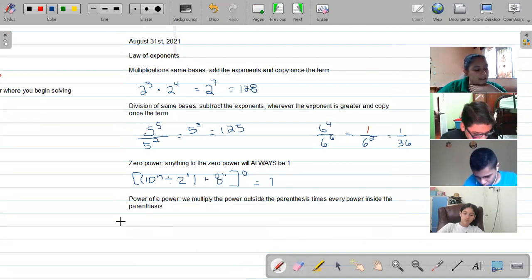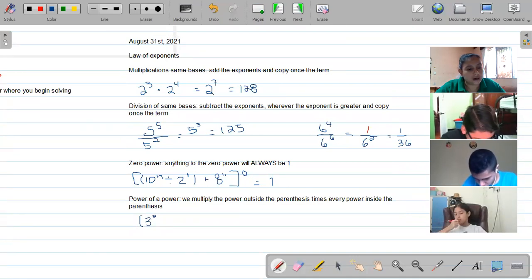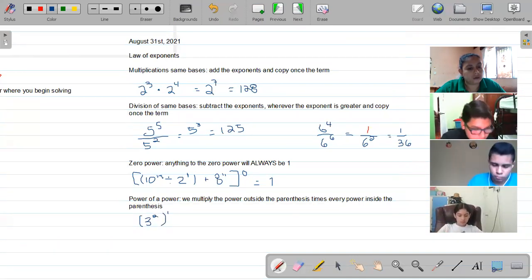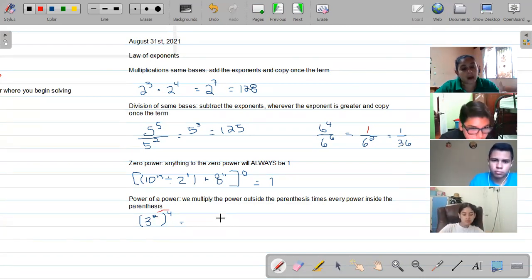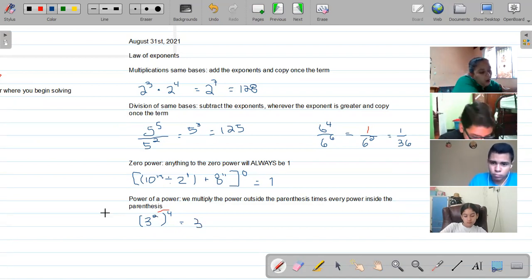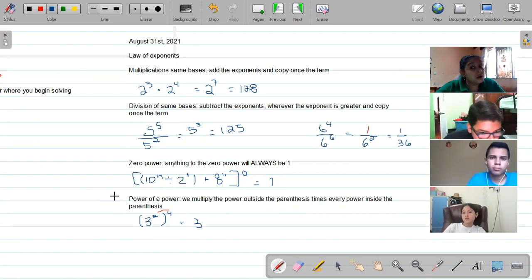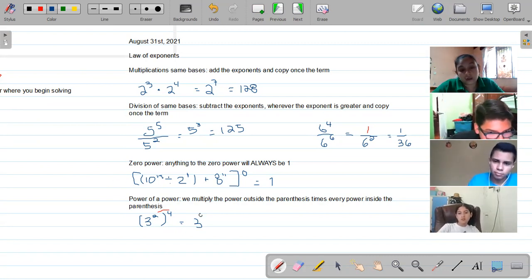If I have, for instance, 3 to the second power to the fourth power. So I'm going to do the distributive property. In this case, I'm going to multiply this 4 times the 2, only times the power, power times power. That's called power of a power. So I'm going to have 3 and 2 times 4, that is 8. Okay, so this is going to be 3 to the 8th power.